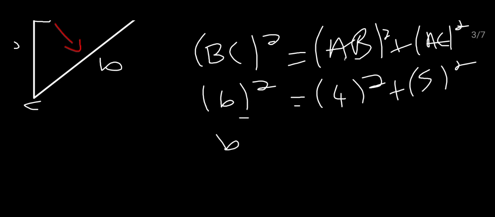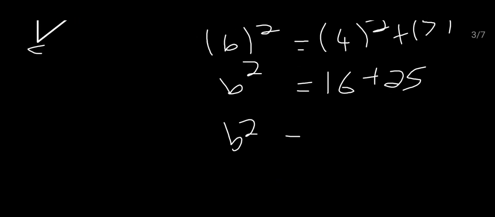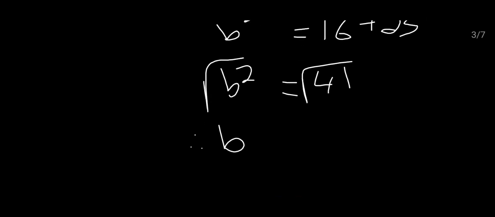Alright, so B squared equals 4 squared, which is 16, plus 5 squared, which is 25. Then B squared equals 16 plus 25, which is 41. Then we take the square root of both sides again. Therefore B equals the root of 41. We avoid the decimal, because the calculator would give 6.4 something, but that is a very long decimal. Sometimes your teacher will tell you to just write it as the root of 41.